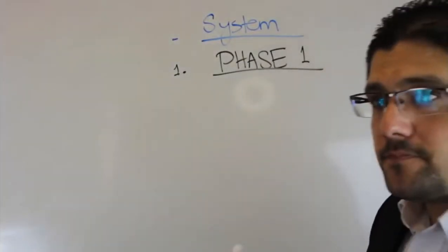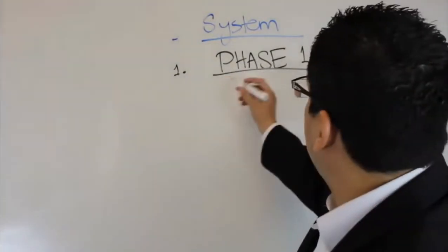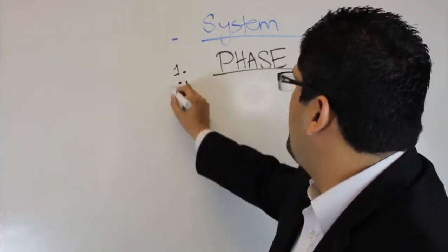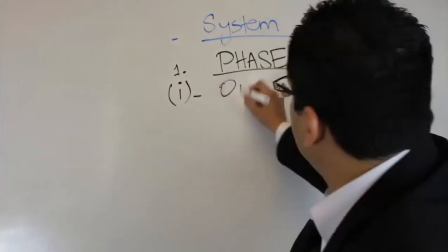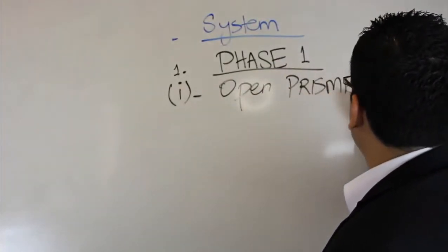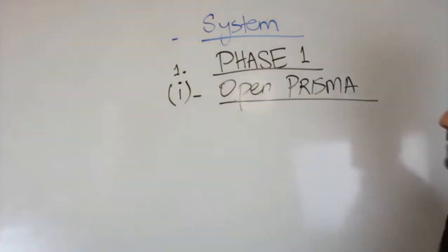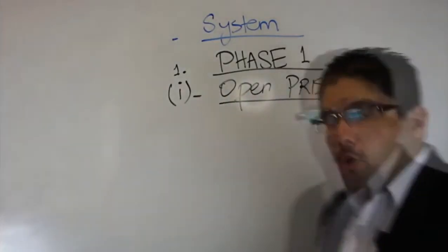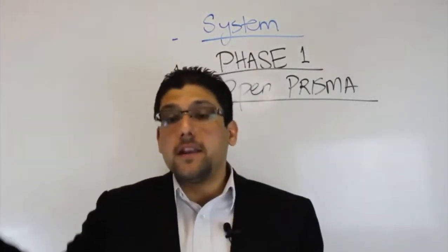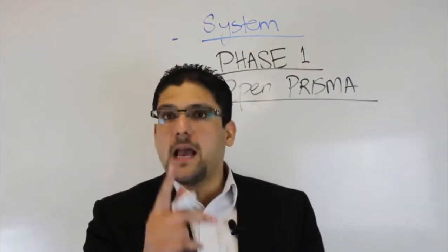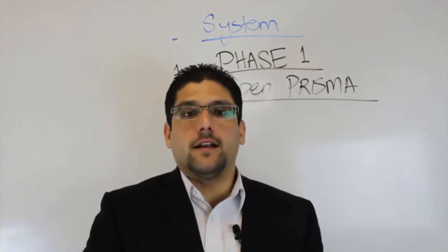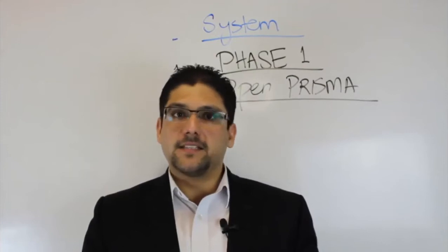Now, phase one. What is the first step? Step one of phase one: open the PRISMA checklist in front of you. I want all of you to open a PRISMA checklist document copy, or print it out right next to you. That's your first step, so that you don't forget that your systematic review has to follow this guideline.